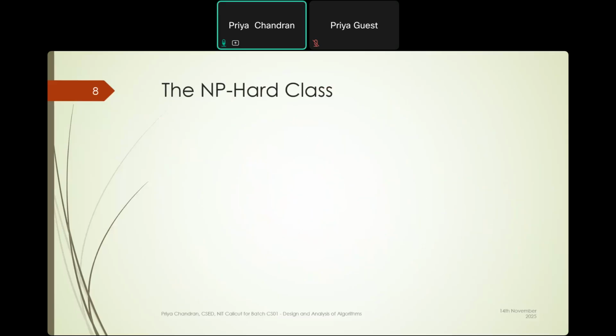Now, that leads us to a class called the NP hard class. We had already discussed in class, there is a class of problems called NP problems. We had said that these NP problems are polynomial time verifiable. We had said that all our P problems also are NP because if there is a deterministic Turing machine, there can be a non-deterministic Turing machine. So we had said that P is a subset of NP.